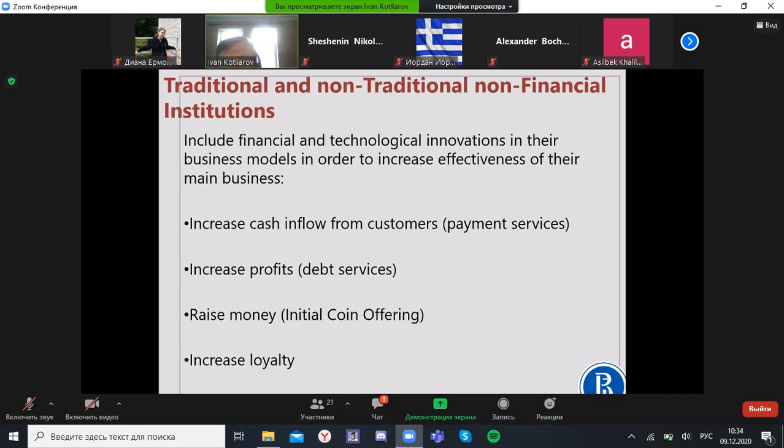Increase profits, debt services. So in some cases, it is not about profits actually. It is about increasing cash inflow. So debt services can also be used to promote sales, as it is the case of Ozone. But sometimes, if you charge an interest, okay, in this case, you will obviously increase your profits.